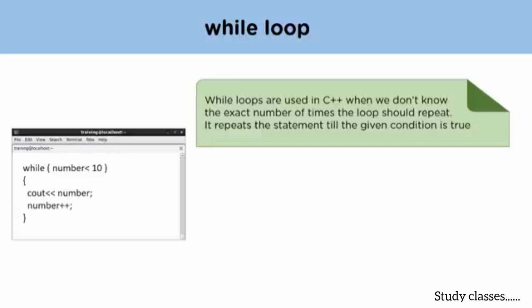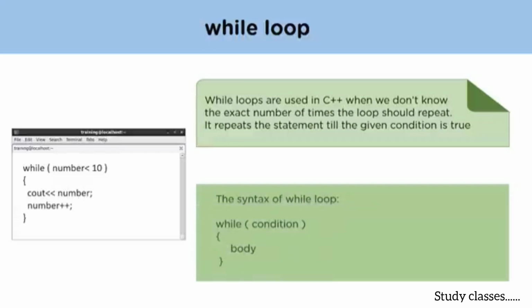Another type of loop is the while loop. While loops are used in C++ when we don't know the exact number of times the loop should repeat. It repeats the statements till the given condition is true. The syntax of a while loop is the while keyword and the condition in brackets, and the loop will iterate till that condition is true. Once the condition becomes false, the control passes outside the loop.